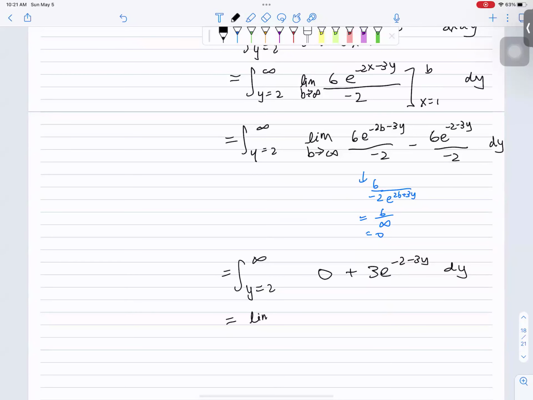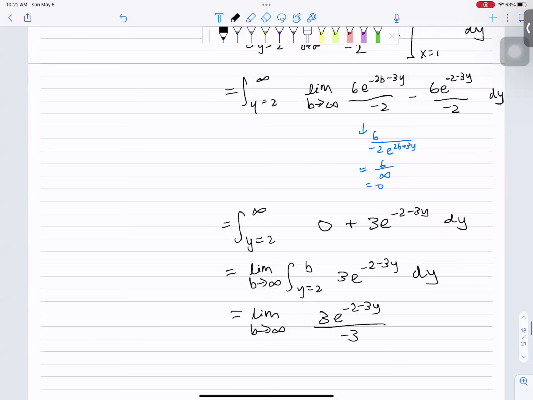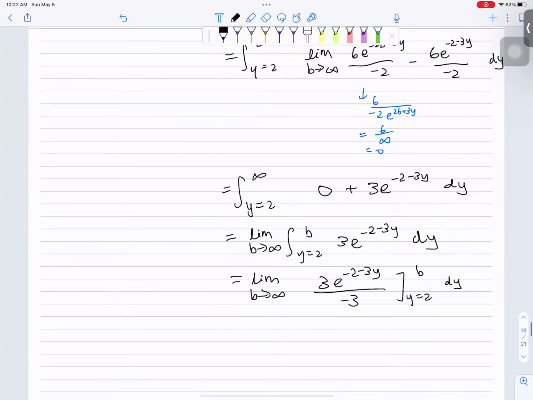Okay, now we can integrate with respect to y. So I'm going to use the same technique on 3e to the negative 2 minus 3y dy. What happens when I integrate with respect to y? I have 3e to the negative this. And what's in front of y? The negative 3. So I'm going to put that in the denominator, because if I took the derivative of this, I get this. All right, from y equals 2 to b, dy. So that means I have the limit as b goes to infinity of 3e to the negative 2 minus 3b over 3, minus 3e to the negative 2, and when I plug in 2 for y, this is 6 minus 6, over negative 3.